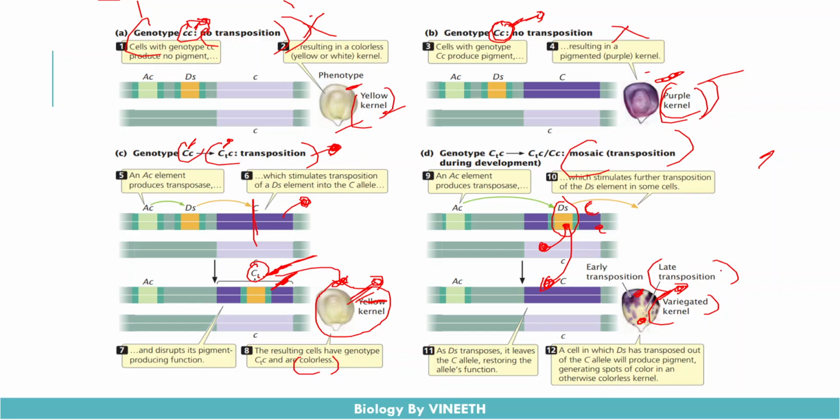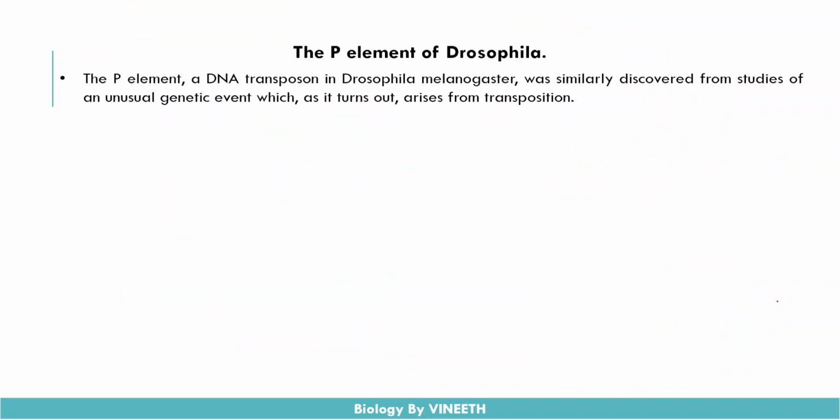Okay, so this growing corn kernel will have two types of colors. One is during the early stages, that is the yellow color, and one is after the transposition activities, that is the purple color. This purple color is mainly due to the restoration of the gene activity when the Ds element has exited out of the location. Okay, so this is about the Ds element and the Ac elements.